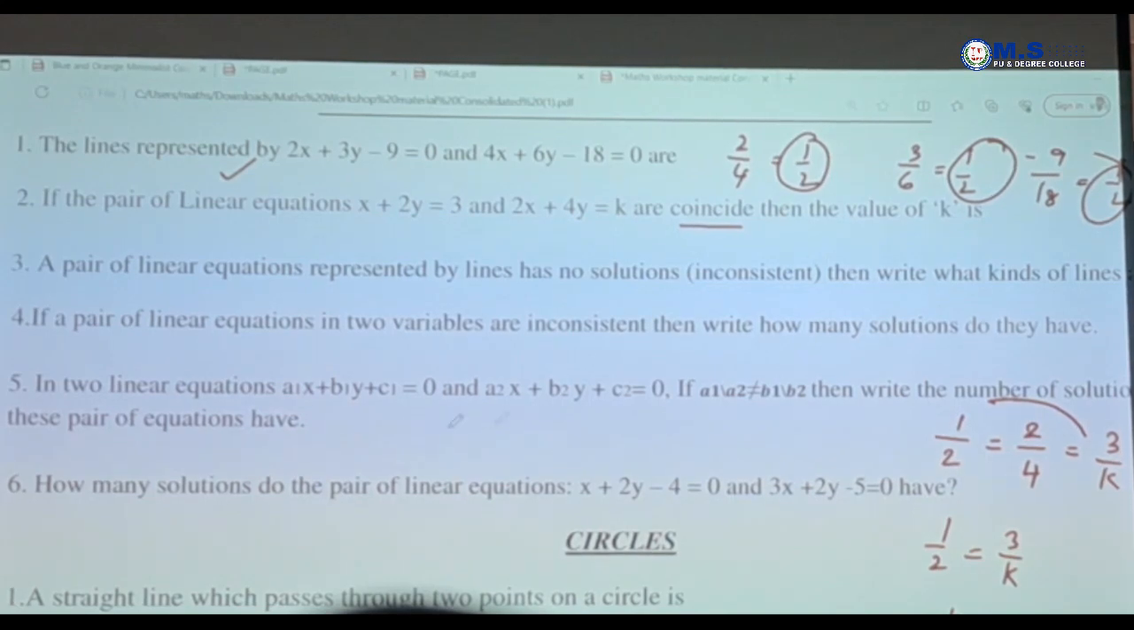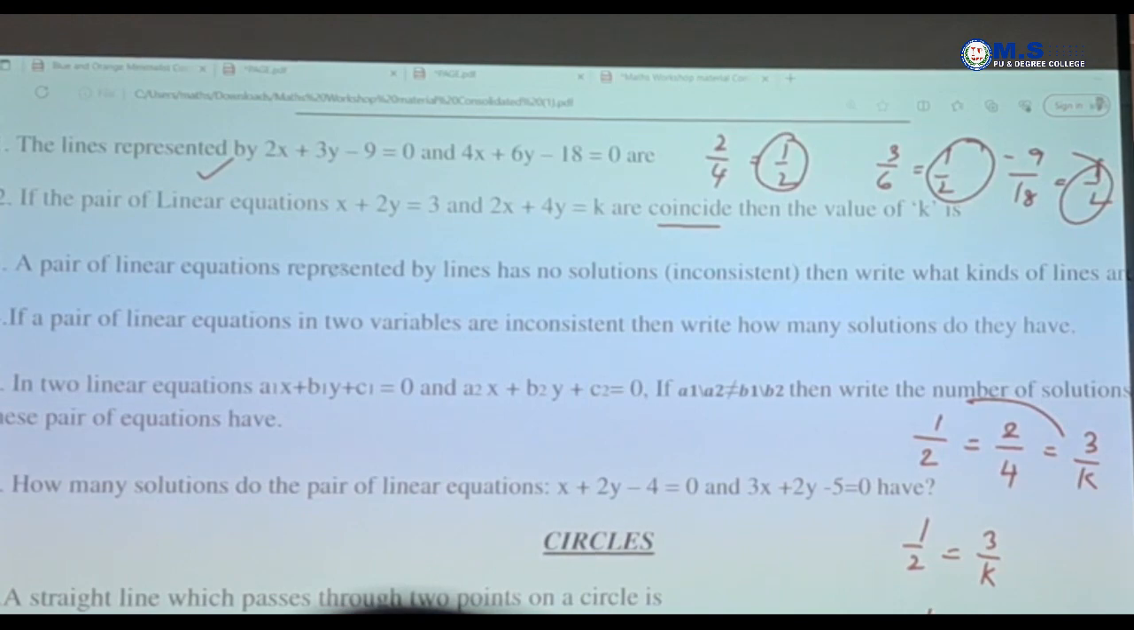This is one more question. Okay? A pair of linear equations represented by lines has no solution. No solution is what kind of line? Parallel. If a pair of linear equations in two variables is inconsistent, inconsistent means again it is parallel. How many solutions? No solutions.